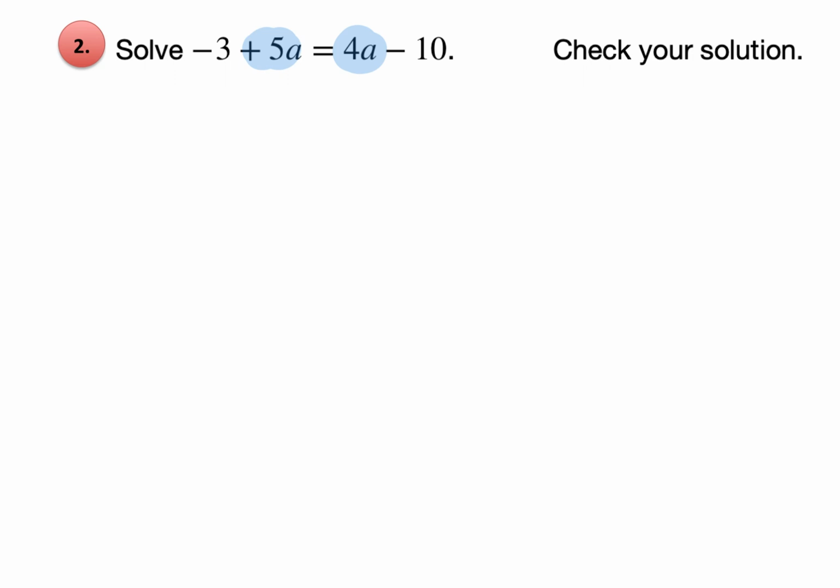So I'm going to leave the 5 alone, and what I'm going to do is subtract 4a from both sides. The reason why I'm subtracting 4a is because in front of this 4a is a plus sign that we're not showing, so it's positive. So I'm going to subtract 4a from both sides. That's going to cancel here. And then I'm going to be left with negative 3 because I haven't done anything with that yet. And I've got 5 take away 4a, which is going to be positive a, is equal to negative 10.